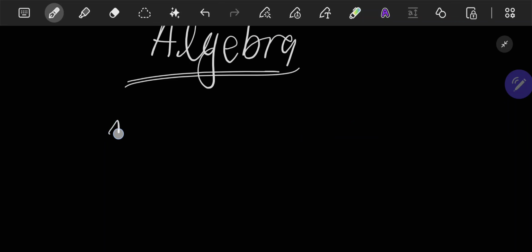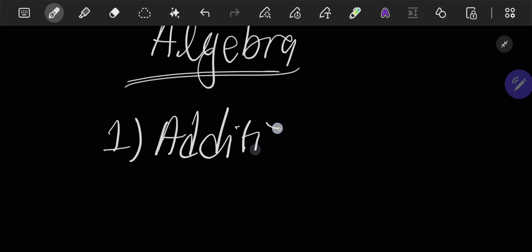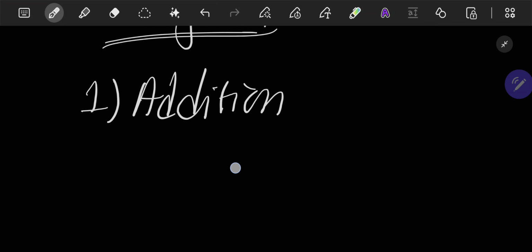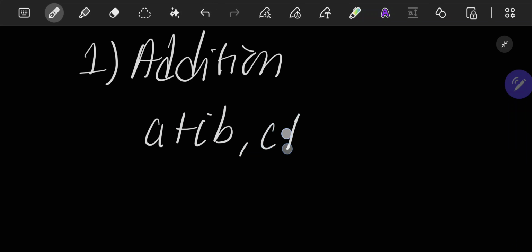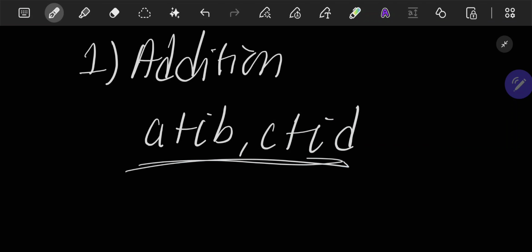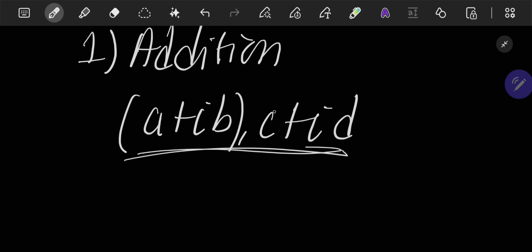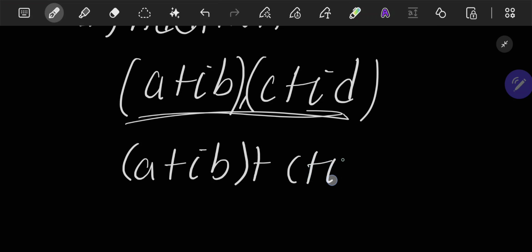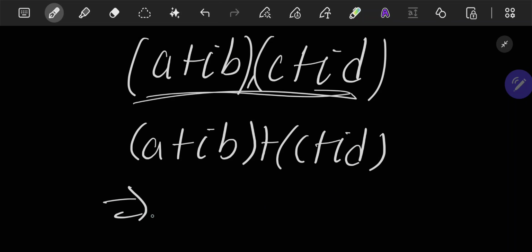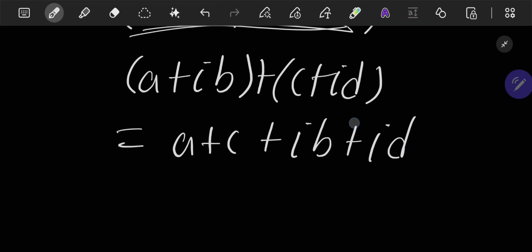Addition of complex numbers is pretty straightforward. We've already learned that we can use a plus i b or c plus i d to denote the complex numbers. So if we were to add a plus i b and c plus i d, we would have a plus c plus i b plus i d. And this is just regular addition.